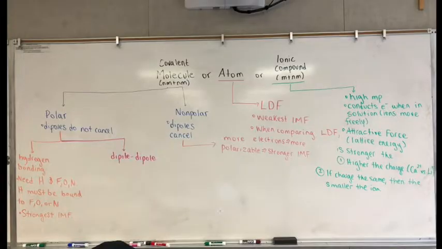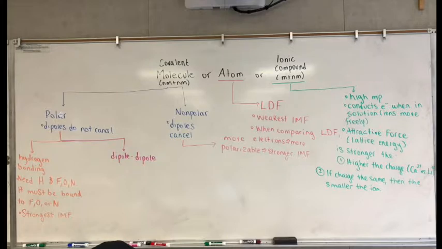So I created a flow chart that helps you to figure out the type of attractive forces that are involved. The first question you need to ask yourself is: is it a covalent molecule, an atom, or an ionic compound? If it's a covalent molecule, you know because you have two nonmetals. Remember, nonmetals are to the right-hand side of your staircase. If the answer is yes, then it can either be polar or nonpolar.